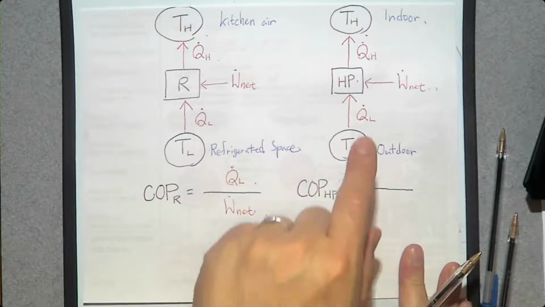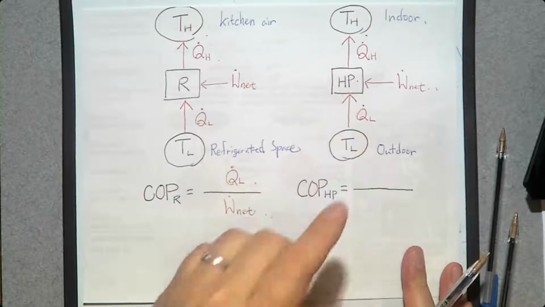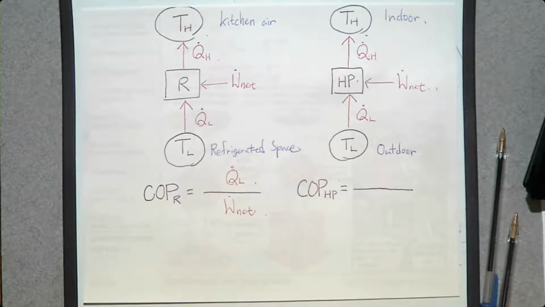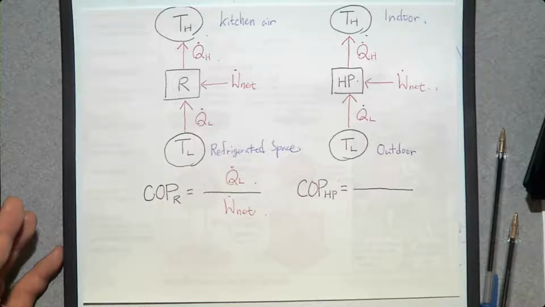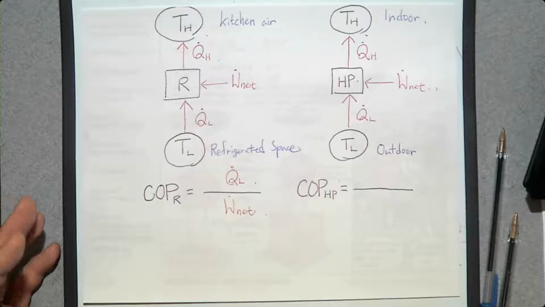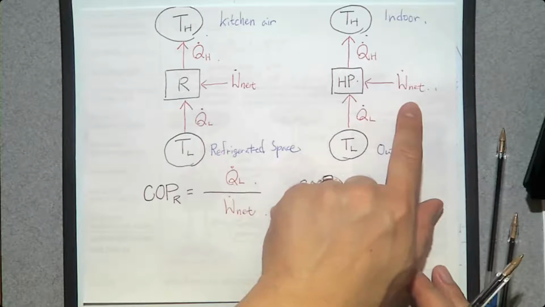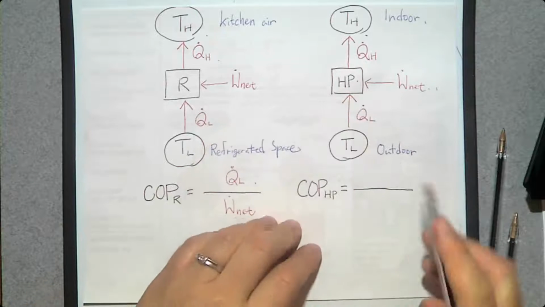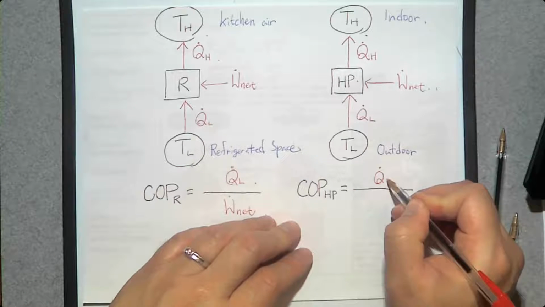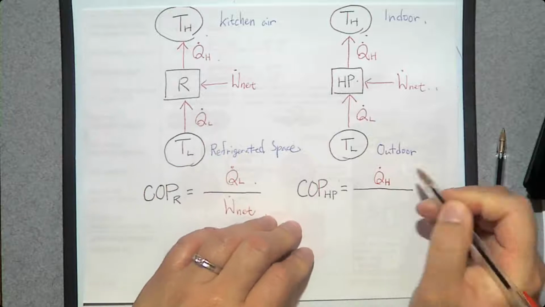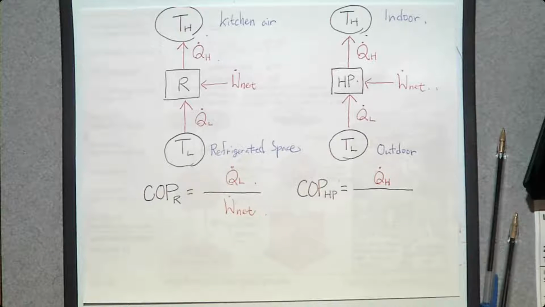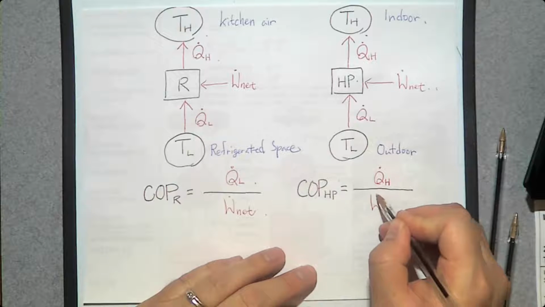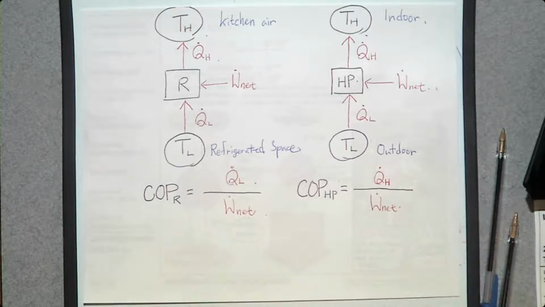On the other hand, for this heat pump cycle, what is the desired output? Do we want to cool outside? Do we want to waste electricity? No, we want to heat the indoor. So Q dot H is the desired output. And what is the required input? We need to pay the bill, W dot net.